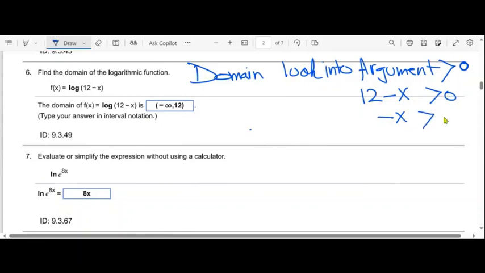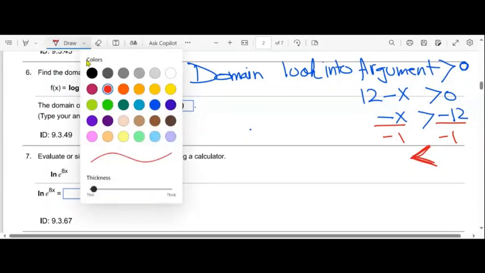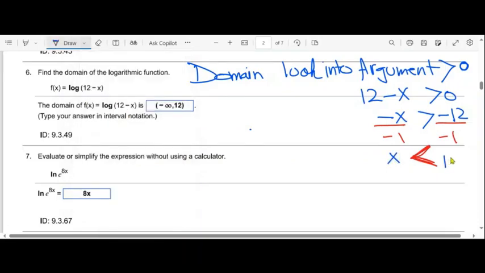Of course, we solve it as an equation: minus x on both sides, and I have to divide by -1. What happens when you divide by -1? You change the direction. So now you have x less than 12. So the answer here will be from 12 to where? To minus infinity. Easy.